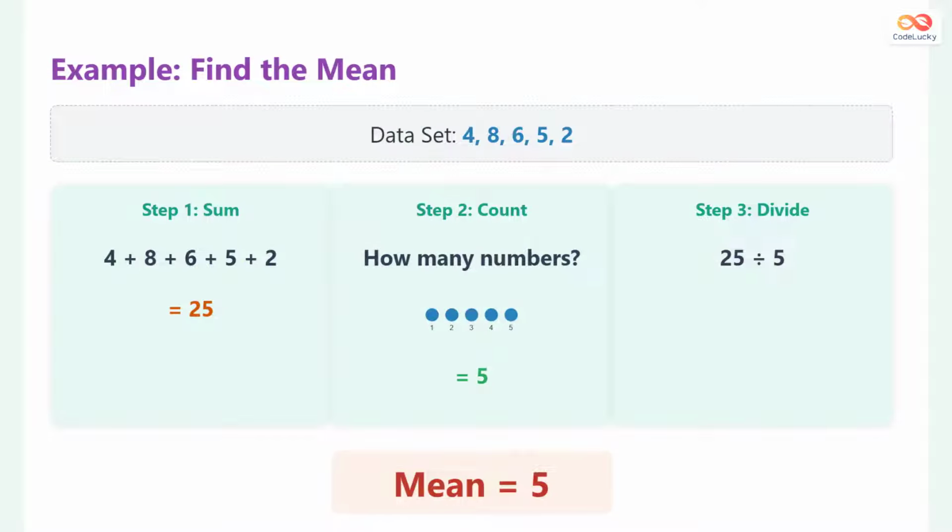Let's try an example with the numbers 4, 8, 6, 5, and 2. Step 1 is to add them all together, which gives us 25. Step 2 is to count how many numbers we have. Here, we have 5 numbers. Finally, divide 25 by 5. The result is 5, so the mean is 5.